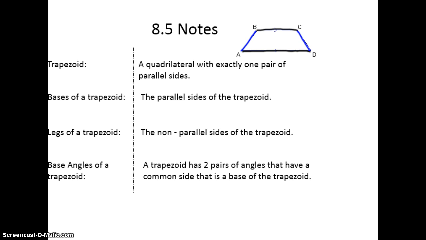And then base angles of a trapezoid: a trapezoid has two pairs of angles that have a common side that is a base of the trapezoid. So we have A and D being base angles. You could also say that B and C would be base angles together.